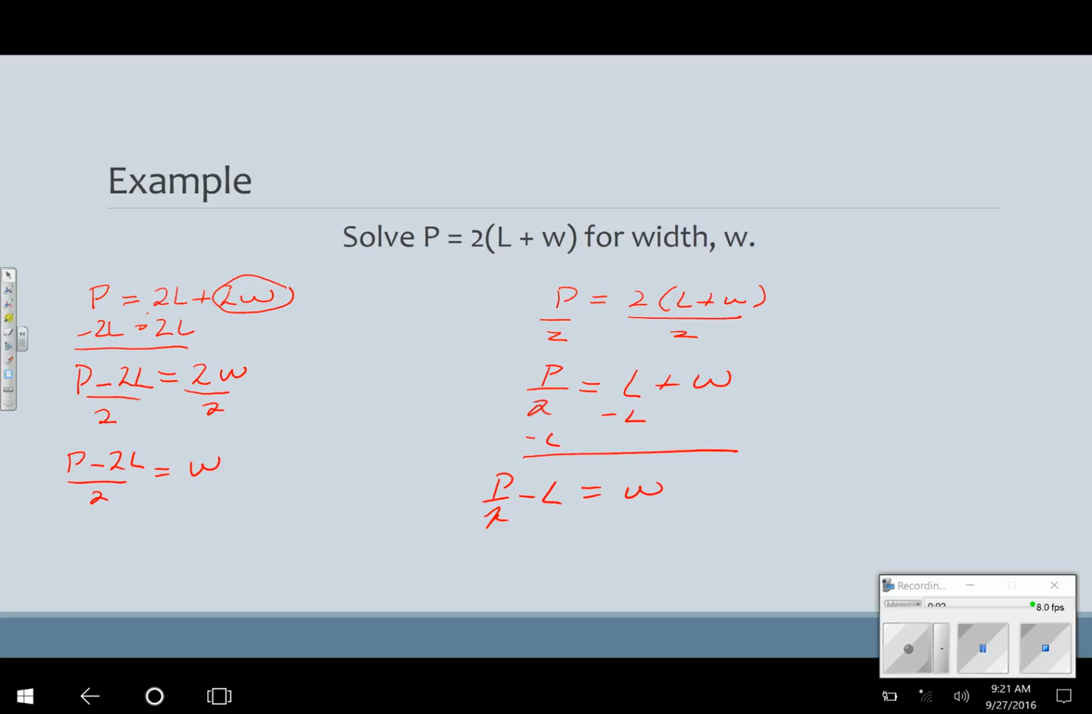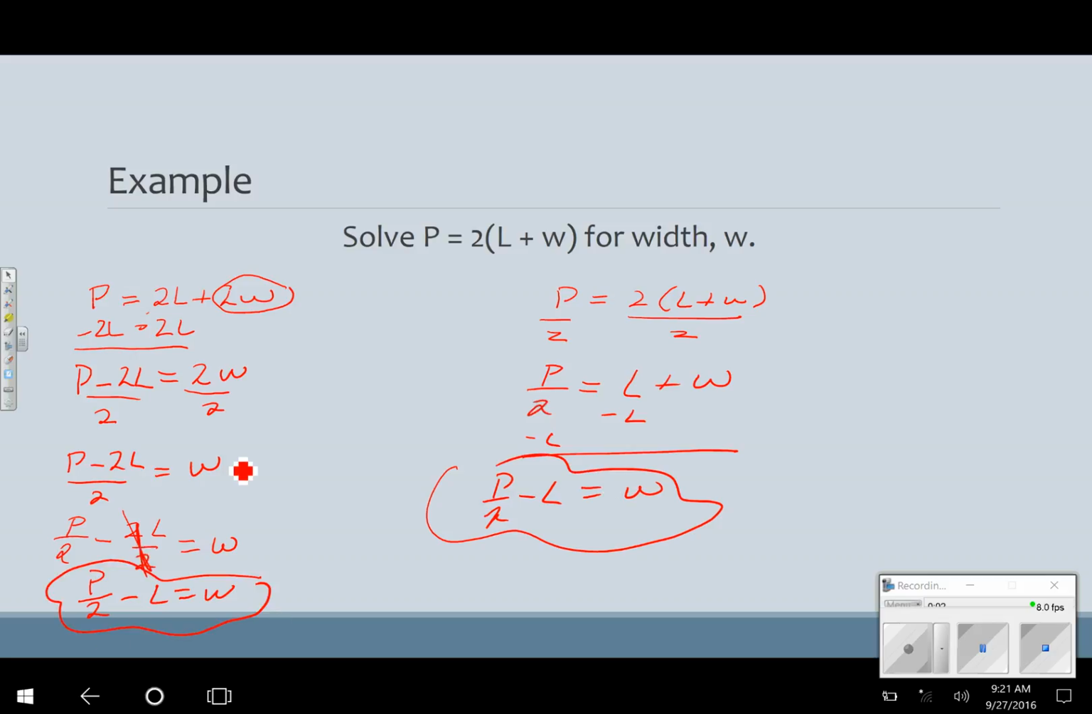Now these look like they're different answers, different equations, but they're really the same. All of these are equivalent. If you think about how you add and subtract fractions, I could write this as P divided by 2 minus 2L over 2 equals W, and then my 2's would cancel, and as you can see, we have the exact same equations. Any of these are good solutions.